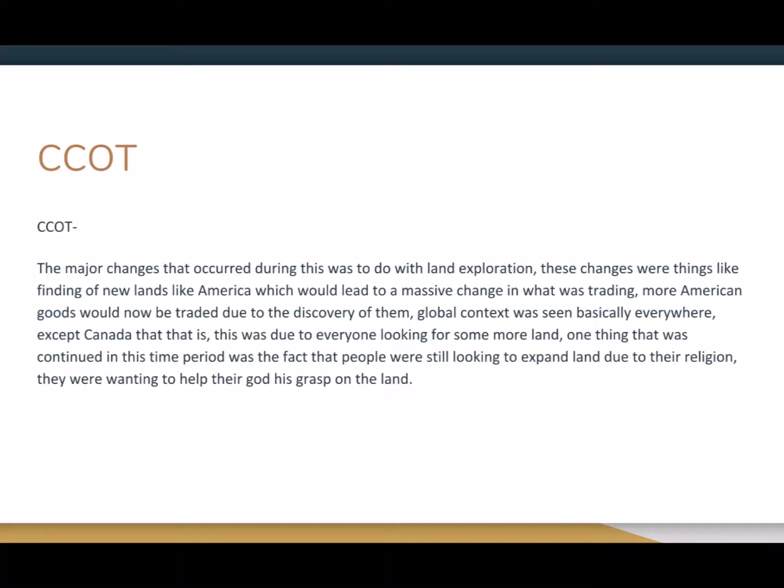CCOT. The major changes that occurred during this had to do with land exploration. These changes were things like finding of new lands, such as America, which would lead to massive change in what was trading. More American goods would now be traded, things like potatoes and horses. Global context was seen basically everywhere, except Canada, that is. This was due to everyone looking for some land. One thing that was continued in this time period was the fact that people were still looking to expand land due to their religion. They were wanting to help their God have a bigger grasp on all the lands.